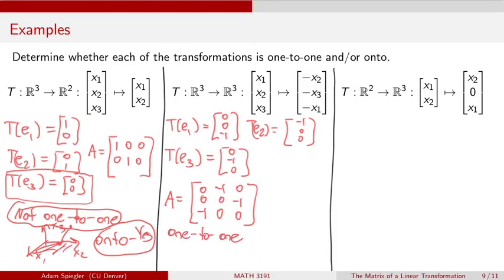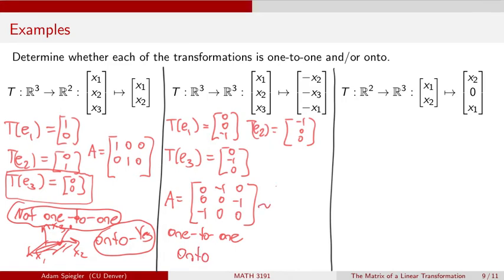And for each individual vector in R3 in the codomain over here, we can find some pre-image that gets mapped to it. So if you want to plug in any vector over here, you can find values for x1, x2, and x3 so that the vector x1, x2, x3 has that image in the codomain. So this is also onto.